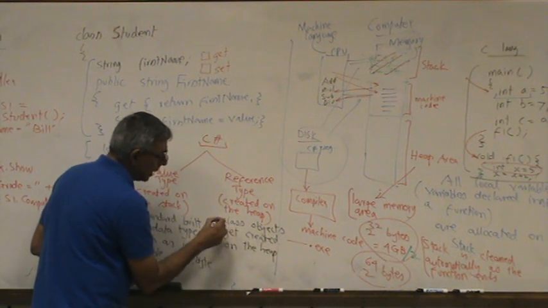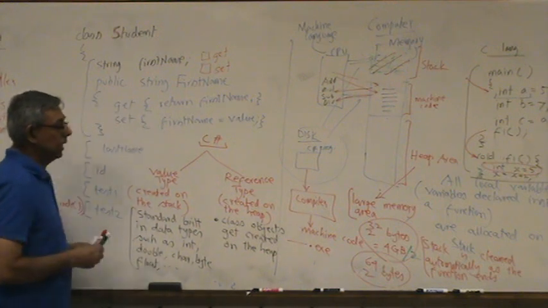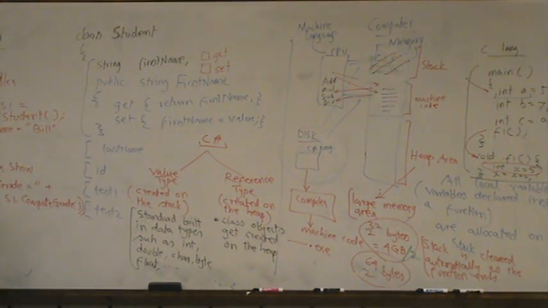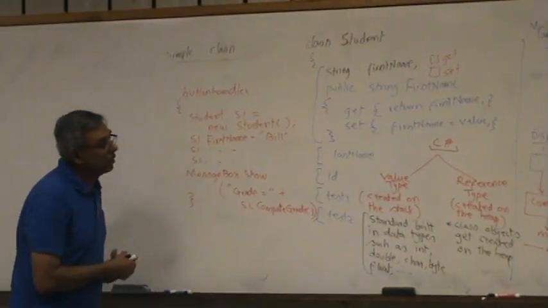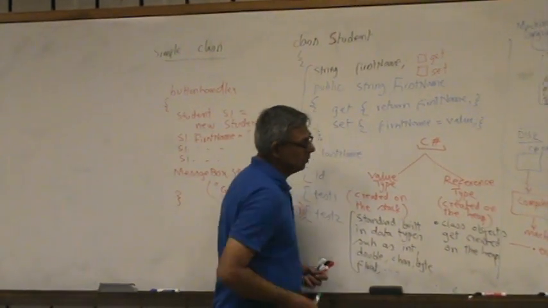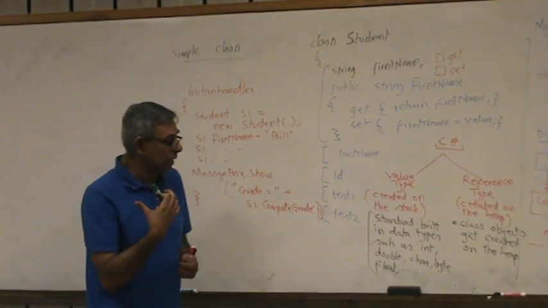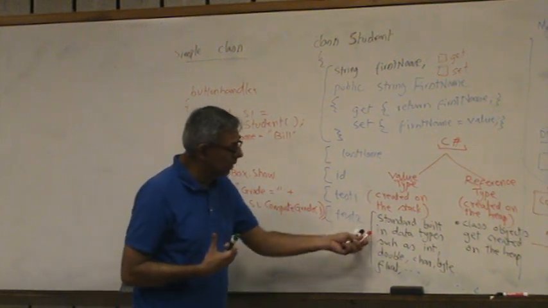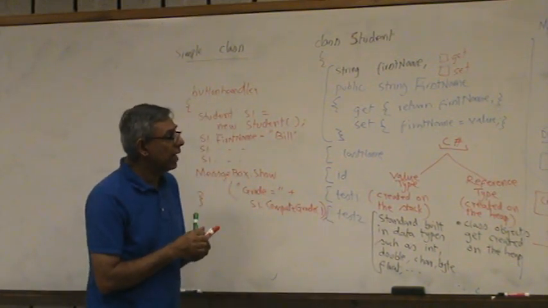So class objects is an example of a reference type, okay? So now let's come to over here. Second, a related question: how do we know that something is going to be created on the heap and something is going to be created on the stack?